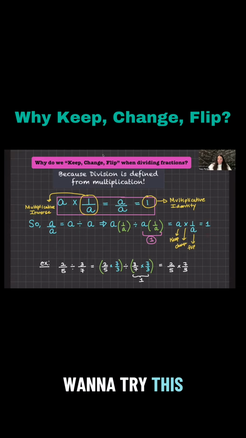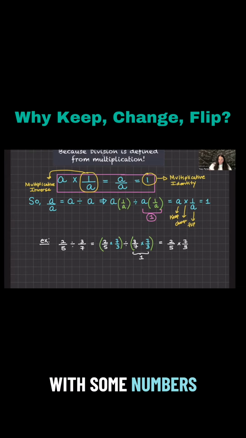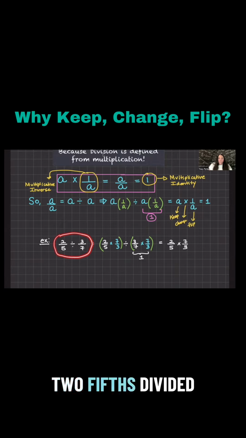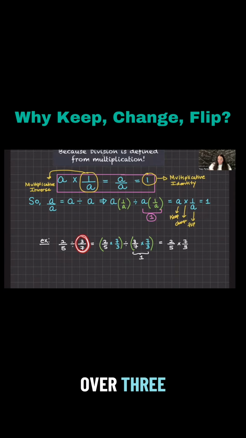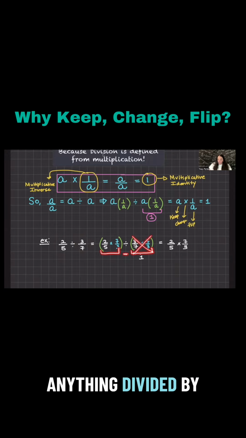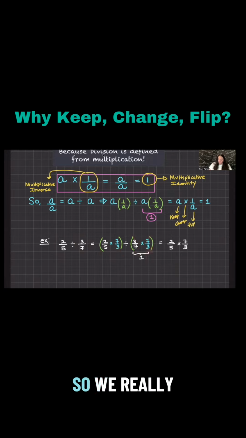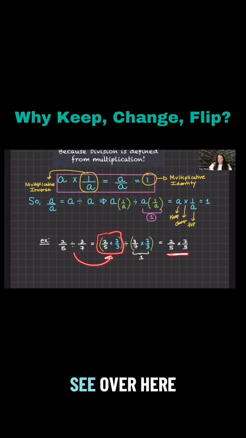So if you want to try this in an example with some numbers, right? So here's some fractions. 2/5 divided by 3/7. Well, you need to find the multiplicative inverse of 3/7, which is 7 over 3. So we multiply each of those by 7 over 3. But that one is just 1. And remember, anything divided by 1 is just itself. So we really just have this. So this turns into this, which is what you see over here.